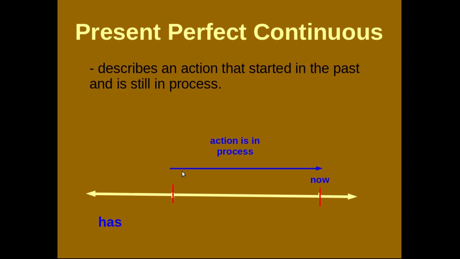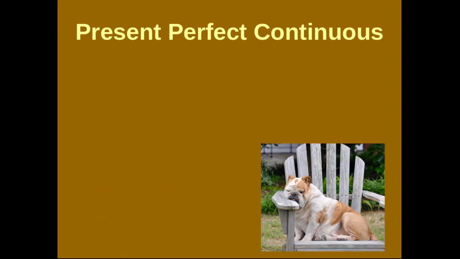For the present perfect continuous, we need has or have, plus the past participle of be, which is been, plus a verb plus ing. So let's look at an example. Henry has been sleeping for 2 hours. We use has because Henry is singular. So Henry has been. Been is the past participle of be.